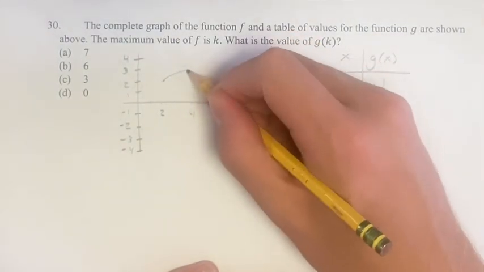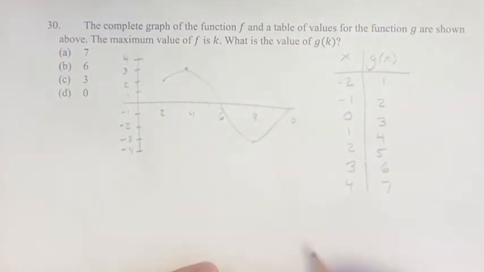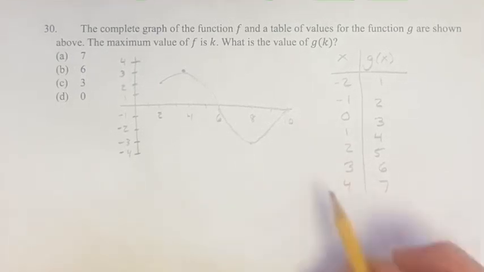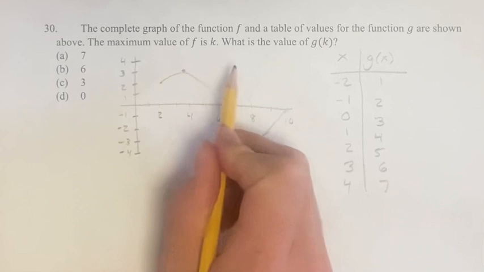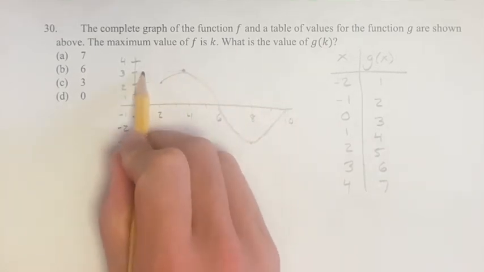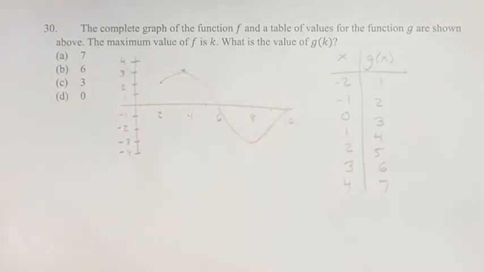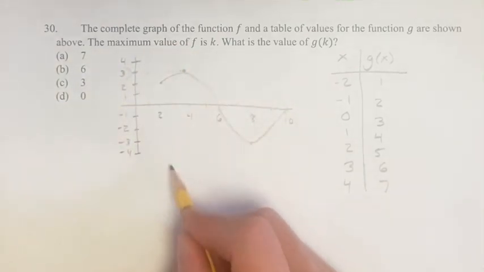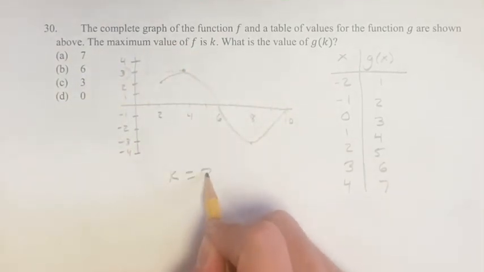Well, that's going to be right about here, right? Don't have to worry about where this actually falls in the x axis. We just have to find what is its y value, which, we're told, is 3. So the maximum value of f is 3, and therefore k is 3.